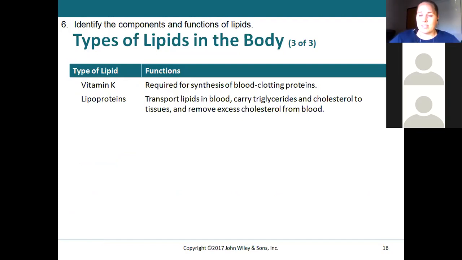Some of those functions are in signaling. It's important to recognize these because these are lipids. They're able to cross that plasma membrane very easily because they're lipids. They cross that hydrophobic part of the phospholipid bilayer very easily. So that's what makes them a good signaling molecule.